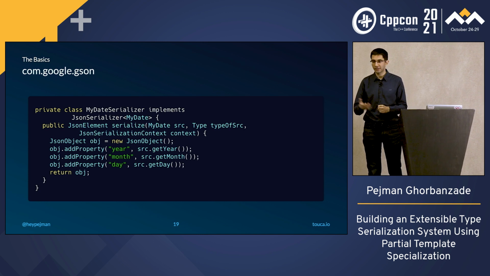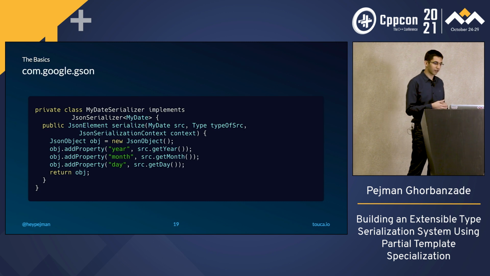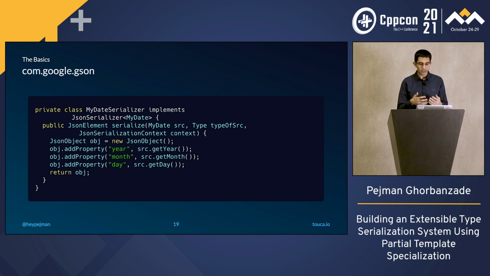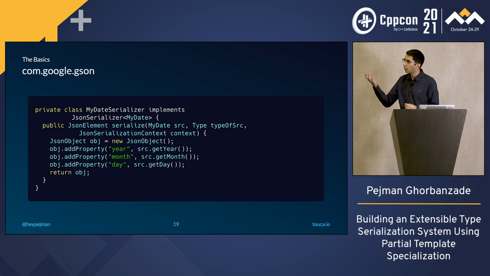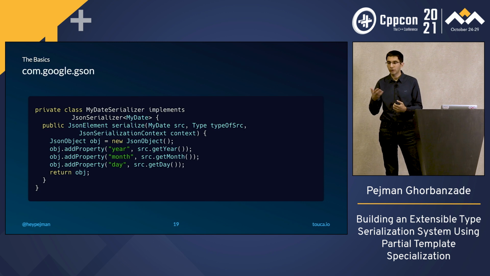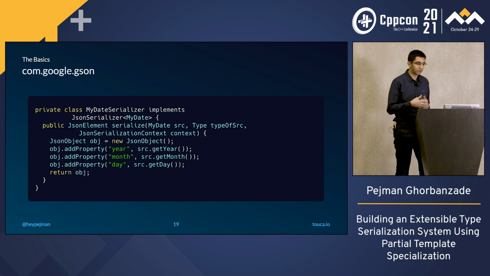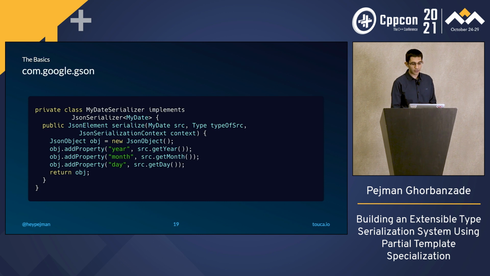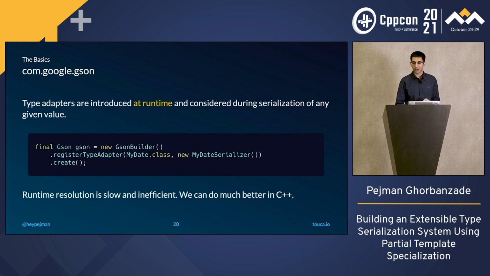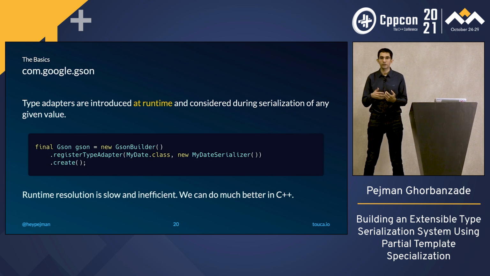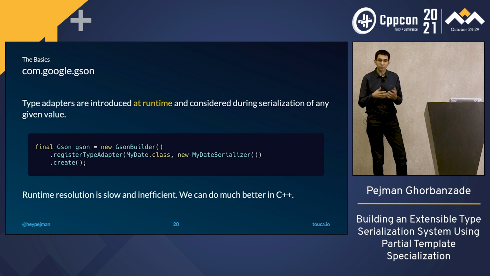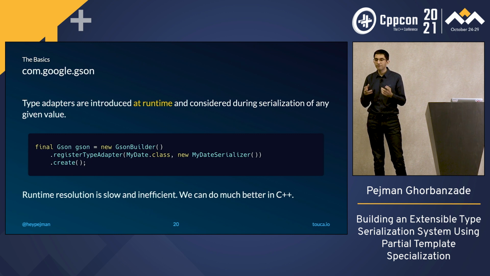In Java, there is this JSON library, which is very well designed, and its way of usage requires basically using a JSON serializer and implementing that interface. So now we can pass our JSON serializer type to a register type adapter every time that we want to serialize something to JSON. The problem with this approach is that it requires that we register these type adapters at runtime.